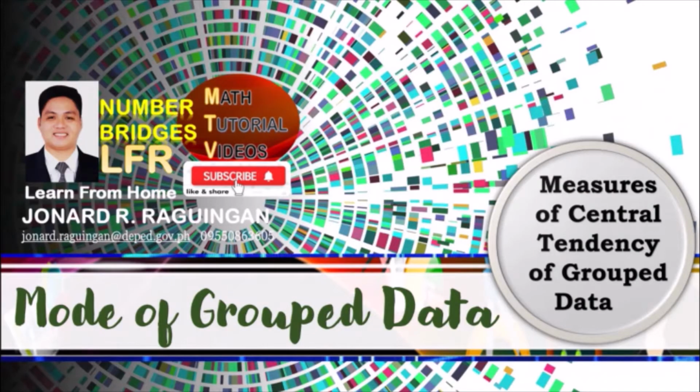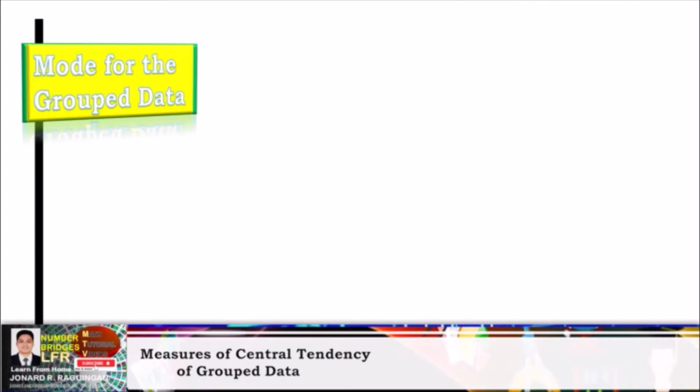In the previous video tutorial, you've learned how to compute for the mean and median of grouped data. Now, let's find out how to compute for the mode of grouped data. The mode for grouped data can be approximated using the following formula.